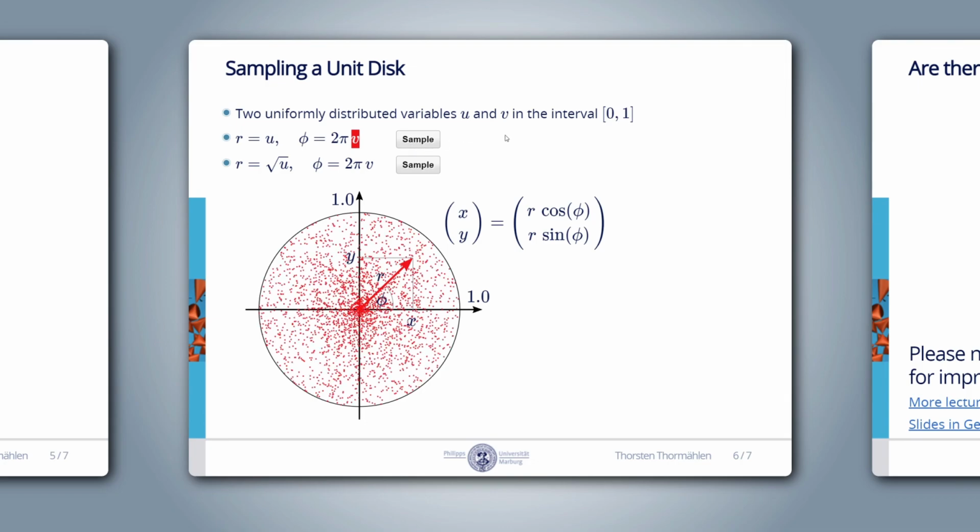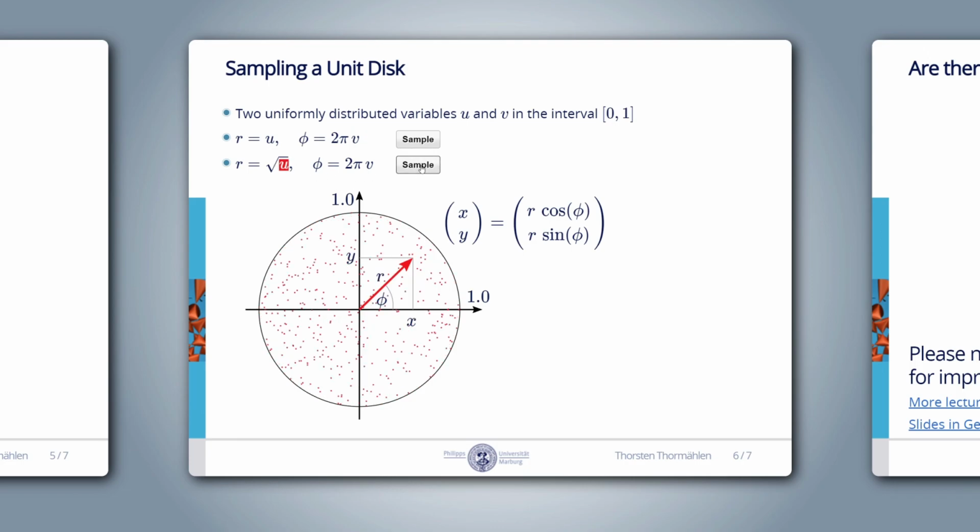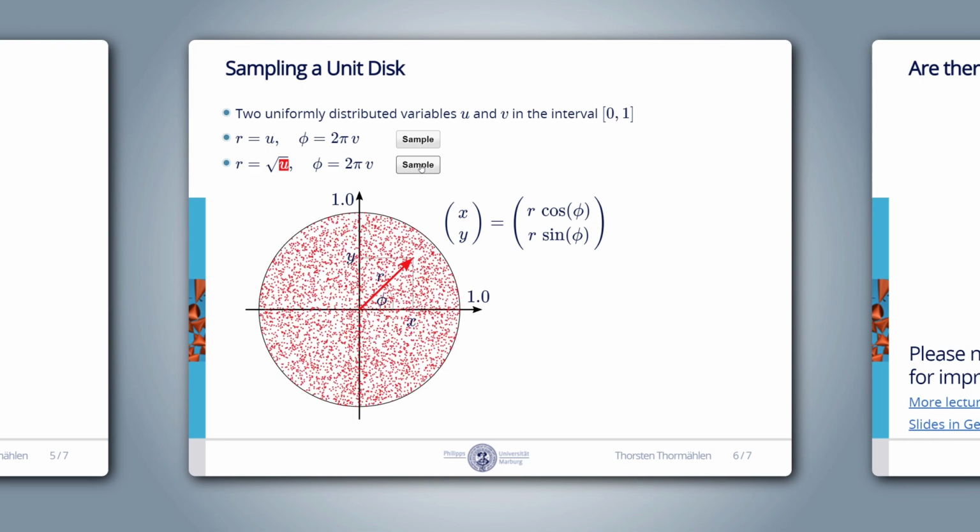We see that we don't get a uniform distribution over the area of the circle. The sampling points are concentrated at the center. What we want is a constant sample density over the complete area. But the area of a circle increases quadratically with the radius. We can compensate for this by assigning the square root of u to the radius. This gives us a uniform sampling.